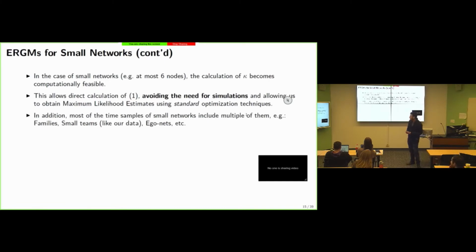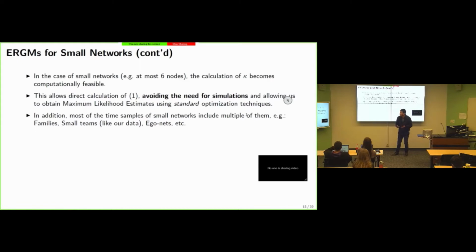And in addition to that, as you might know, in the case of small networks, most of the time the sample that we have is not a single network, right? So we have a bunch of them. For example, you may be doing a study in which you have families, so you have a bunch of families. In our case, we have teams, we have a bunch of teams. And you may also have, for example, ego networks, right?